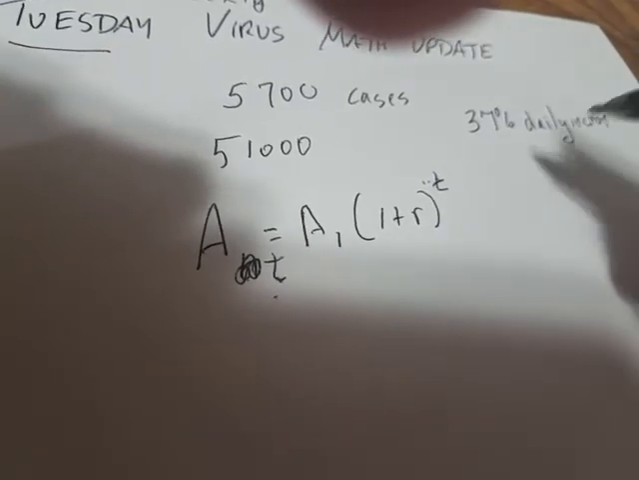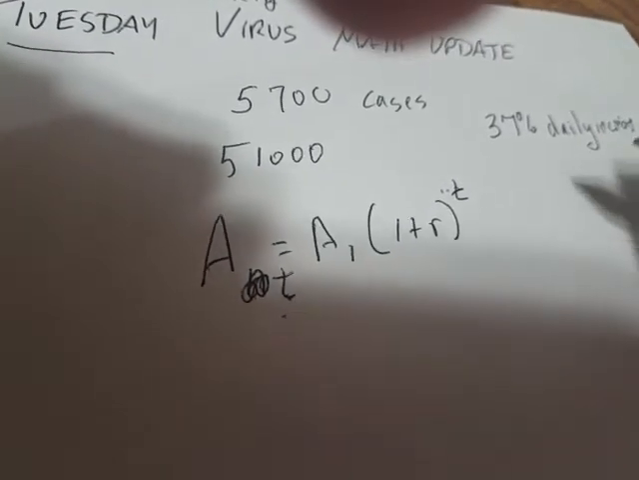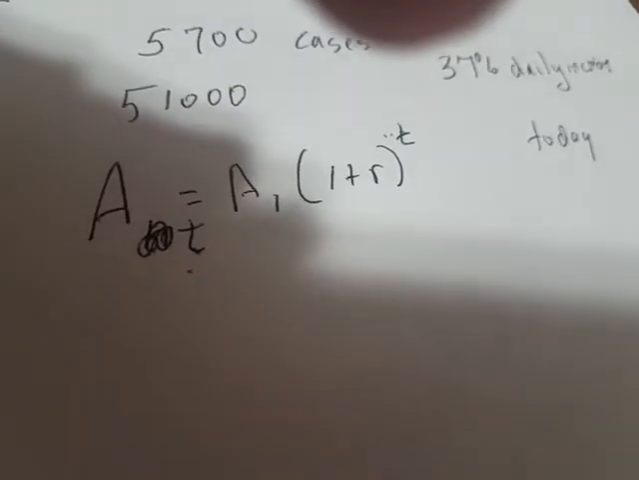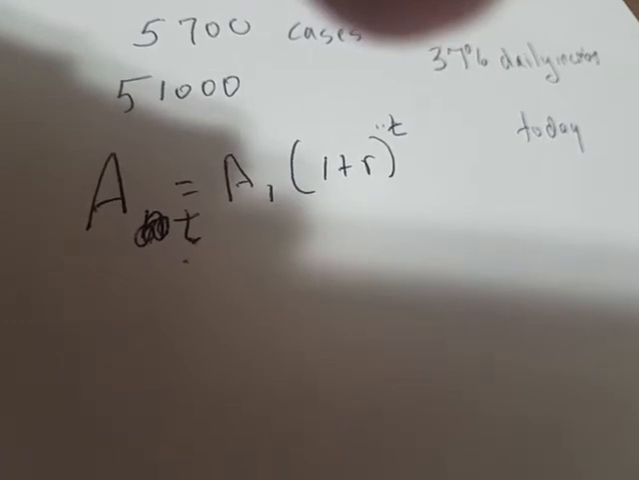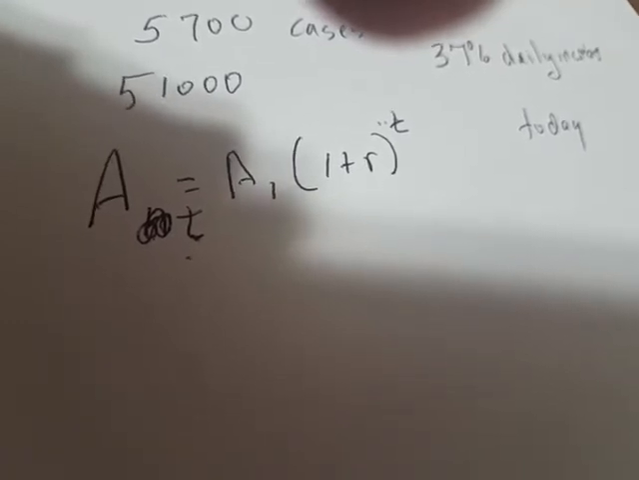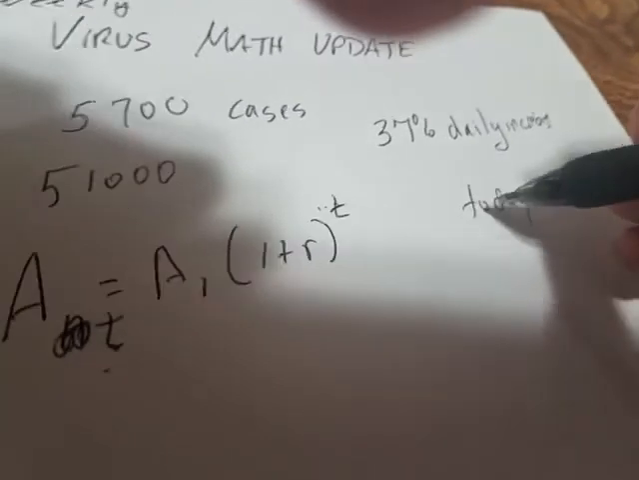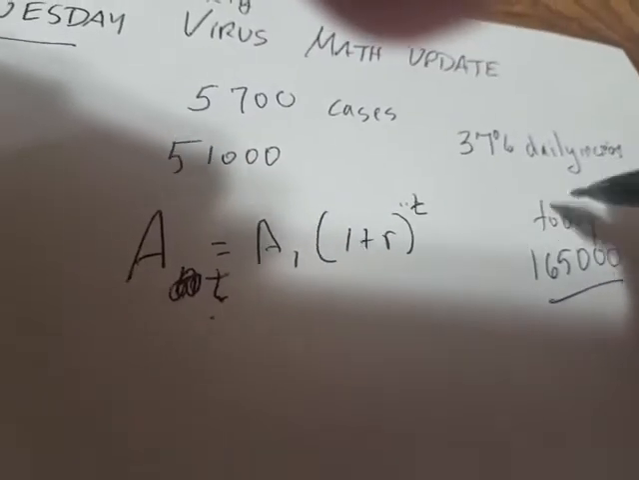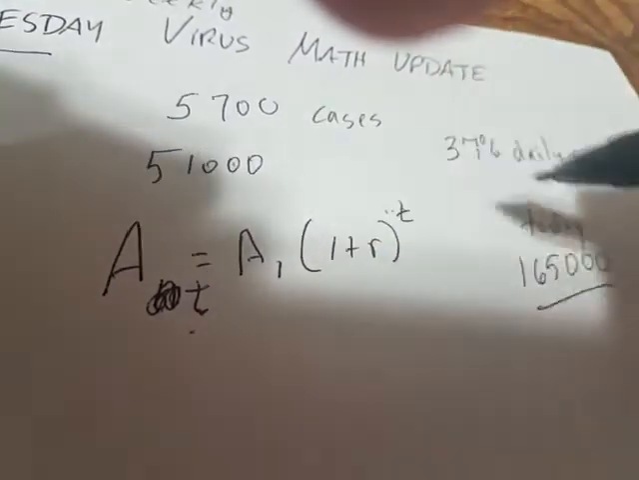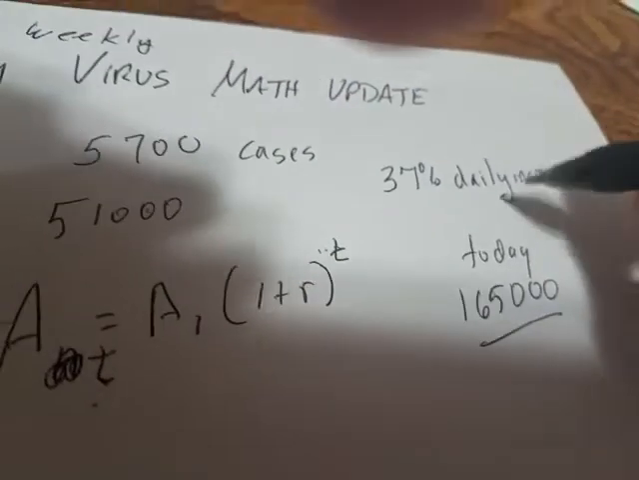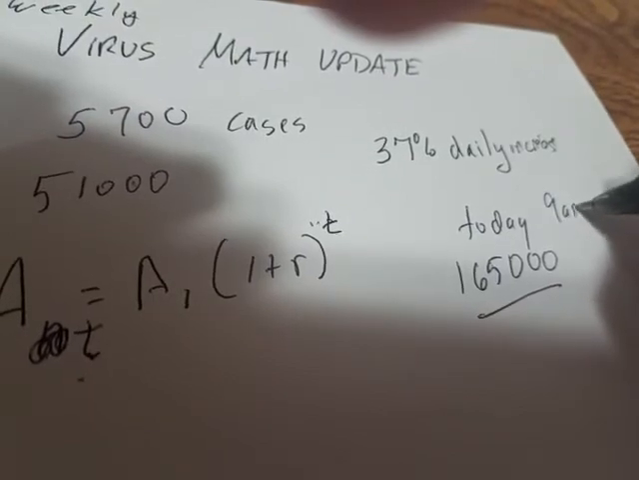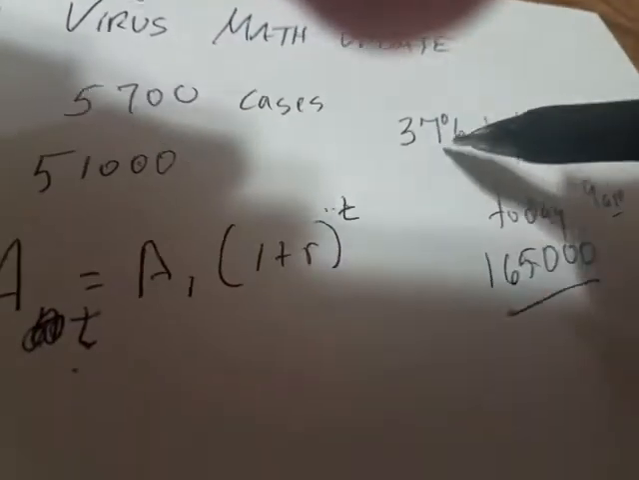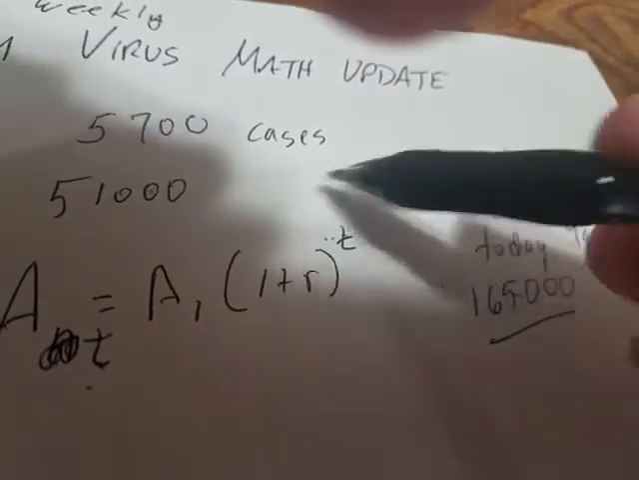Now, this Tuesday, today, let me just pull this up. It says right around 165,000 cases, up from 51,000 last Tuesday, and it's only about 9 a.m. today, so I'm sure that'll go up, but let's figure out how that compares from last week in percent.